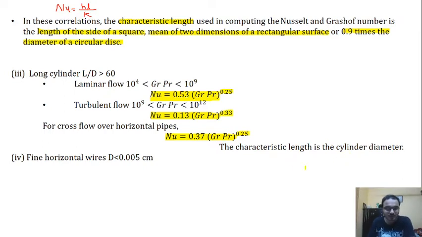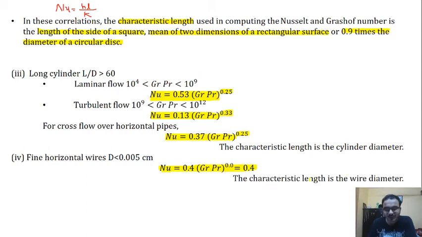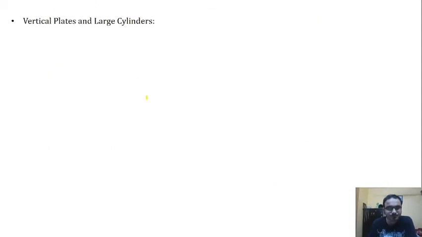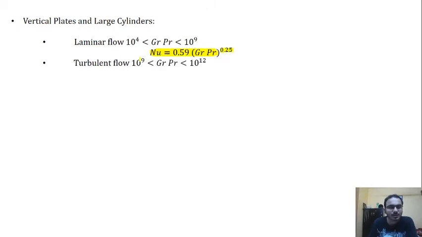Now for horizontal wires where diameter is less than 0.005 centimeter. Here the Nusselt number is given by this formula, which is 0.4 GrPr raised to 0. The characteristic length here is wire diameter. Now vertical plates and large cylinder. Here for laminar flow, the product range is 10⁴ to 10⁹, and the empirical correlations are this: 0.59 GrPr raised to 0.25. The turbulent flow will have the range of GrPr product as 10⁹ to 10⁻12, and the formula for empirical correlation is Nu is equal to 0.13 GrPr.